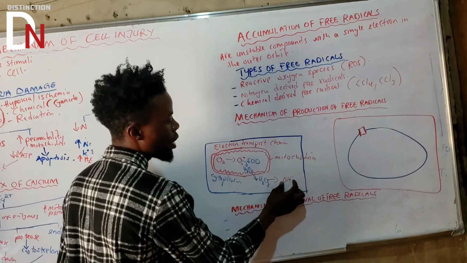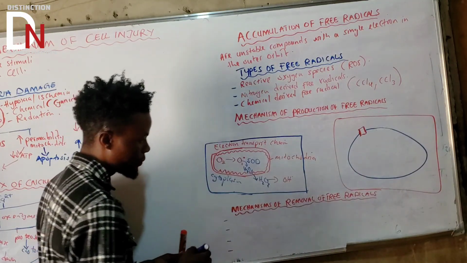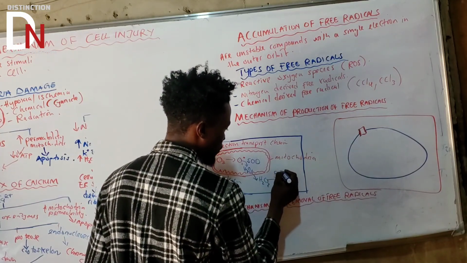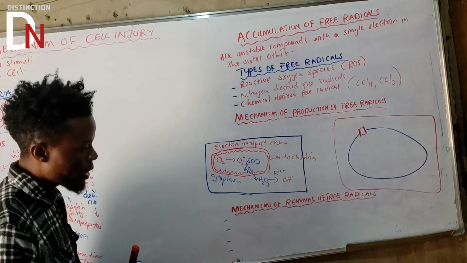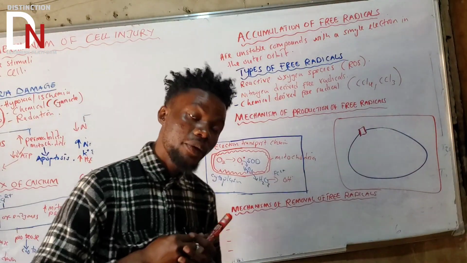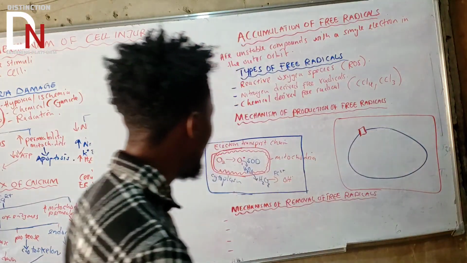Hydroxyl free radical, and in the presence of what? Iron. Okay, in the presence of iron, which is Fe2+. And this chemical reaction is what we call the Fenton reaction, because it's happening in the presence of what? Iron. Okay, very, very important.